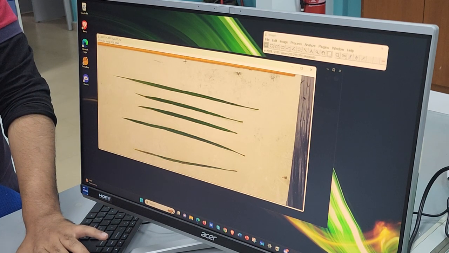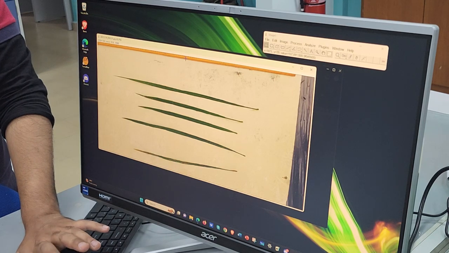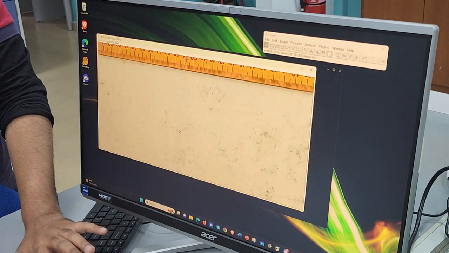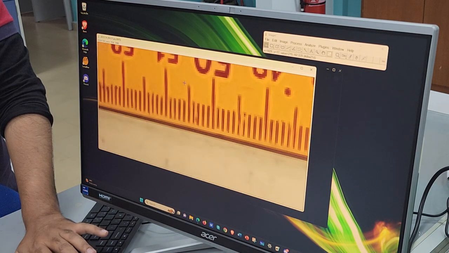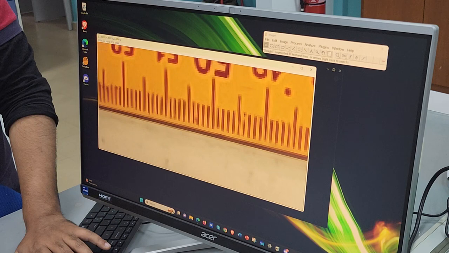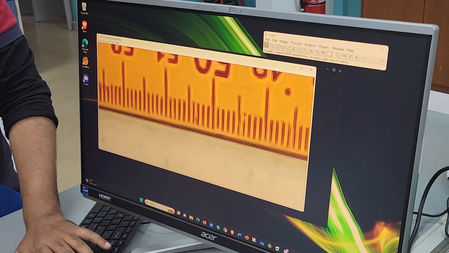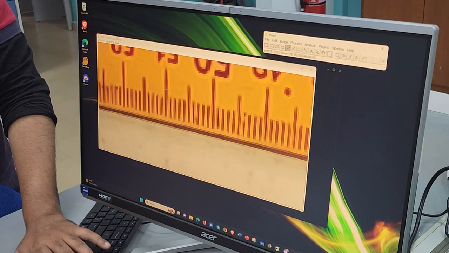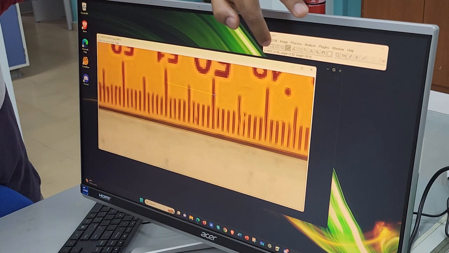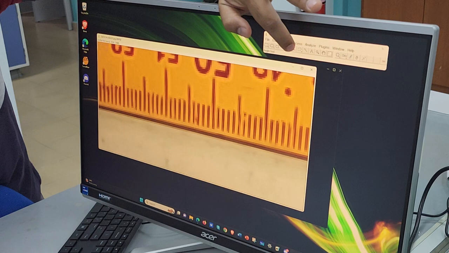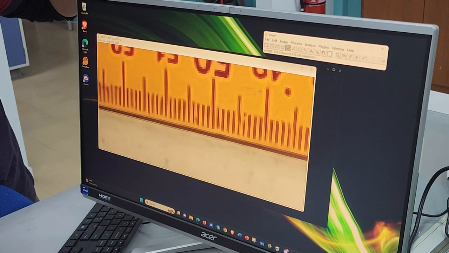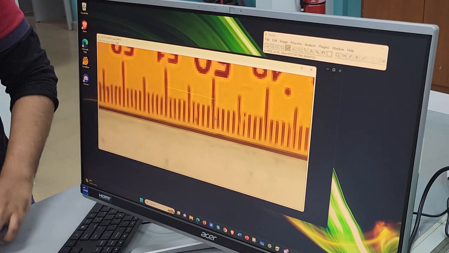Use your cursor to hover above the ruler, then use your left hand to press the plus sign to zoom. After that, go to ImageJ and click the straight line icon. After it has been activated, go back to the ruler, then drag a straight line for 1 centimeter. Like this. Make sure it's straight. How do you know it's straight? Look at the angle. If the angle is approximately 0, it means it's straight. You should get something like this.